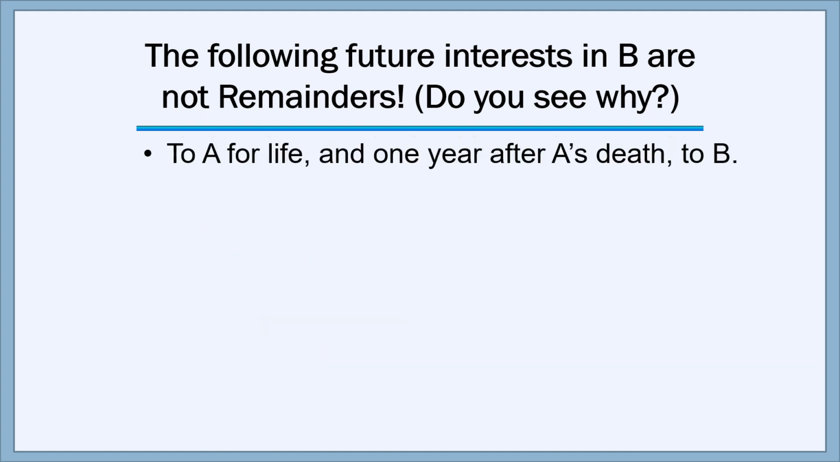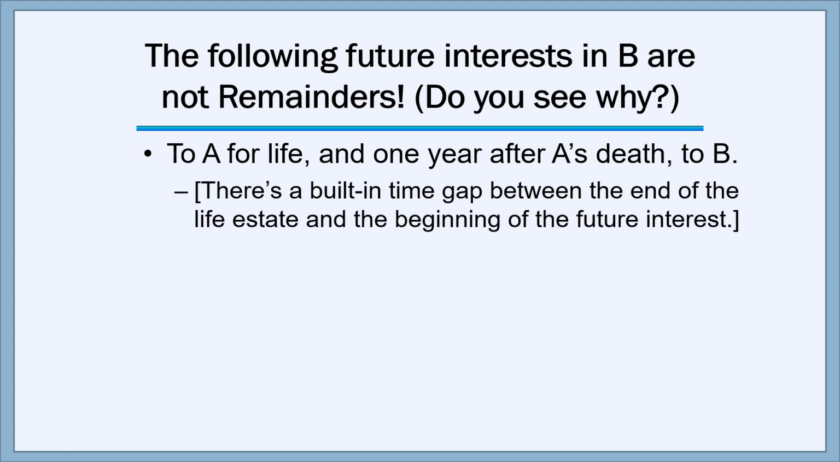This one says that O conveys to A for life and 1 year after A's death to B. Well, you'll notice that in this one there is certain to be a gap between the end of A's life and the beginning of the future interest in B. B doesn't get possession for a year after A dies. So there's a built-in time gap between the end of the life estate and the beginning of the future interest, and that means it can't be a remainder because one of the rules for remainders is you mustn't have a built-in time gap between the present and the future interest. So this one in B isn't a remainder, it's an executory interest instead.